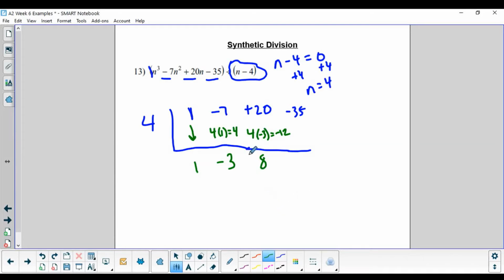And then that process goes one more time. So 4 times 8 is 32. Add vertically, negative 35 plus 32 is negative 3. Now, you don't have to do this, but I like to put my last sum in a little box because that just tells me this is my remainder. That very last sum is always the remainder.